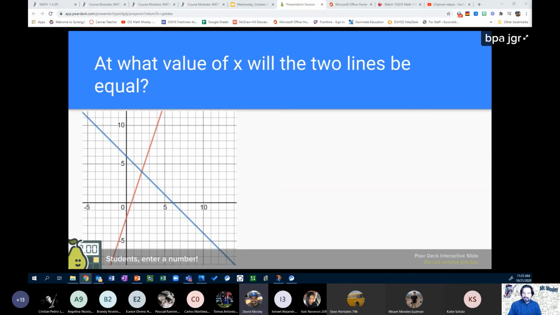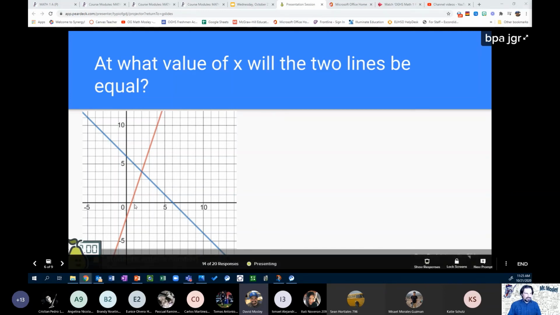All right. So the value, yes, Damien. The x-axis is the horizontal line. Yes.